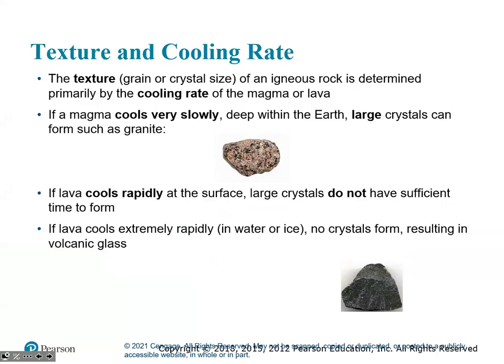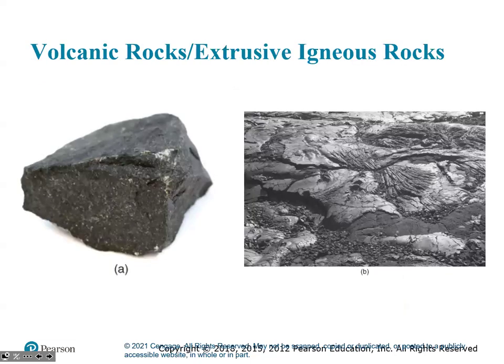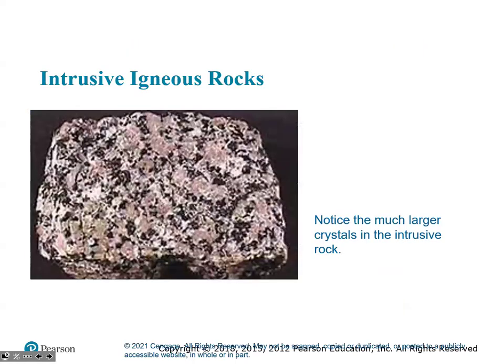So this is basalt, which makes smaller crystals. It's got disorganized lines. So here are some extrusive igneous rocks. You can see they have very fine crystals, while an intrusive one has larger crystals.